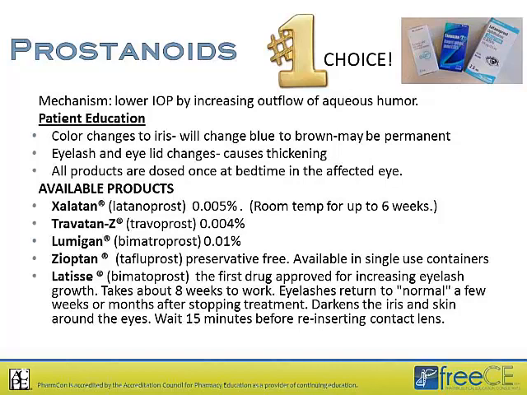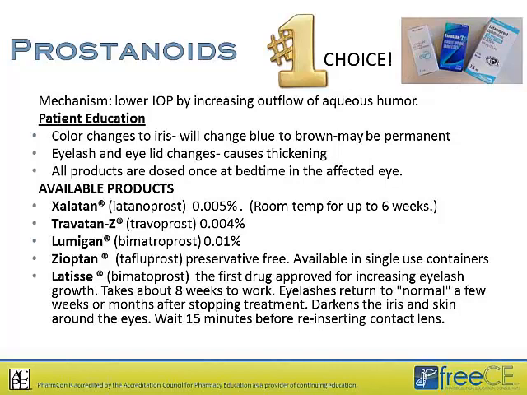And we're all familiar with Xalatan, which is available as a generic drug now. The other ones are all available as brand names. We keep Xalatan in the refrigerator until it's dispensed. After we dispense it, it can be used at room temperature for up to 6 weeks by our patients. Travatan Z, Lumigan, and Zioptan are all available as well. The Zioptan is preservative-free, and it comes in those single-dose containers.